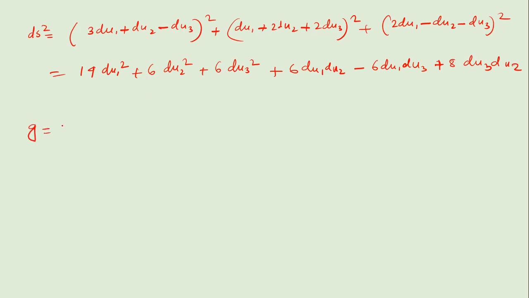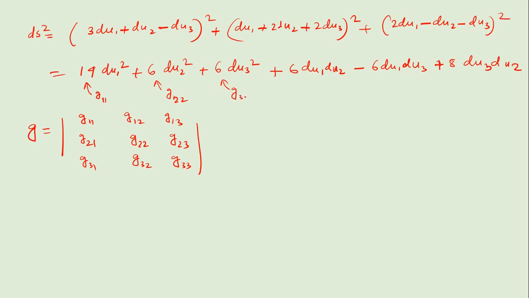Now you want to find the value of g. g is the determinant of g11, g12, g13, g21, g22, g23, g31, g32, g33. So this is g11, this is g22, this is g33, like that. This is 14, this is 6, this is 6, and this is 6, so this is 3, 3, this is minus 6, this is minus 3, this is 8, so this is 4, 4. If you just calculate this, you will get 100. So the value of g will be 100.